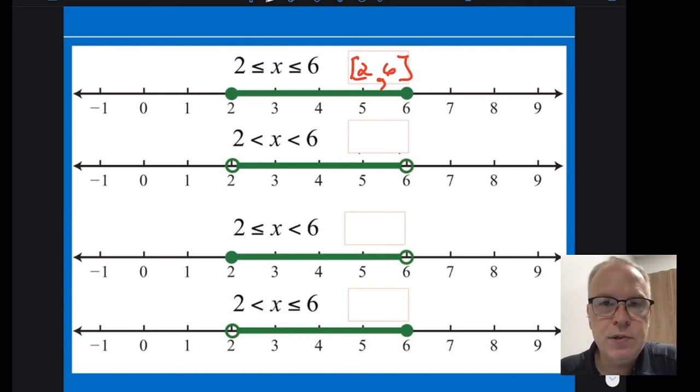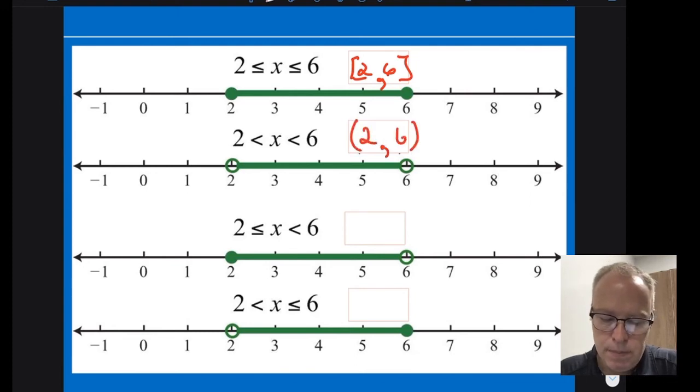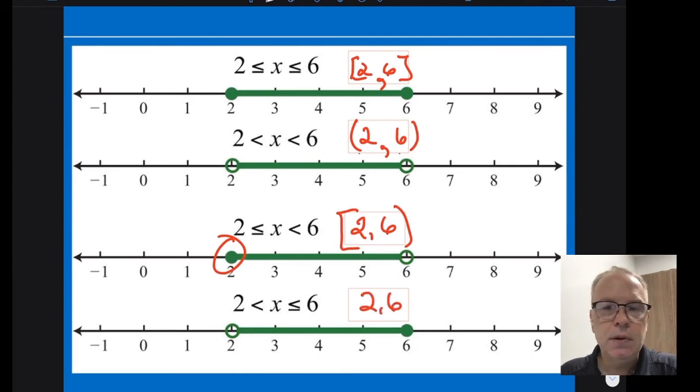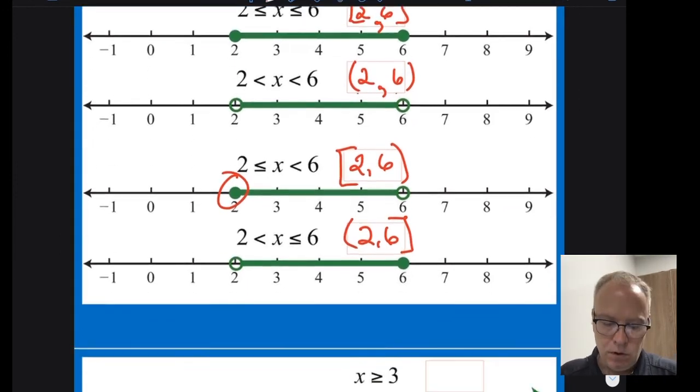All right, the next one's open circle. So we don't use brackets this time, we use parentheses. Smaller, bigger number. All right, the next one has a mixture. Smaller number, bigger number, but this one is a closed circle. So we use a bracket on that side and a parenthesis on the other. And then the last one, once again, 2 to 6 is our range here of numbers. But we're not going to include 2, but we do include 6 because of the closed circle. All right, that's interval notation.